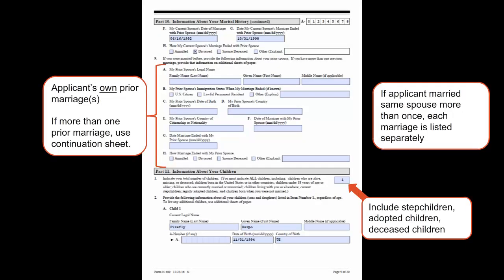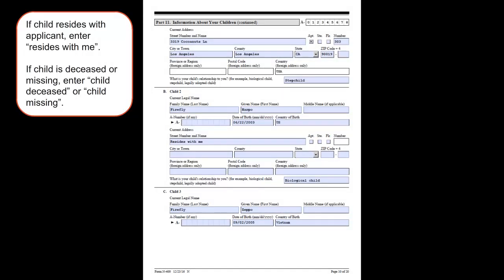Question 9A through H pertains to the applicant's own prior marriages, not to be confused with the spouse's prior marriage in question 8. Part 11 refers to information about the applicant's children. Make sure to include their stepchildren, adopted children, deceased children, and biological children. If the child lives with the applicant, you can enter resides with me for their address. And if the child is deceased or missing, you can enter child deceased or child missing in the address field.